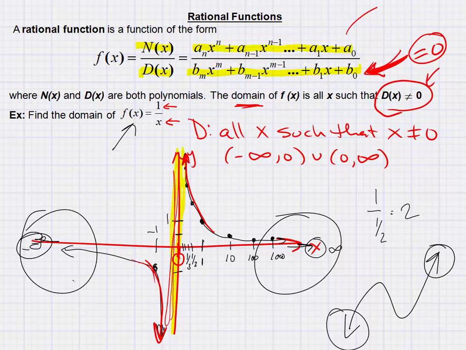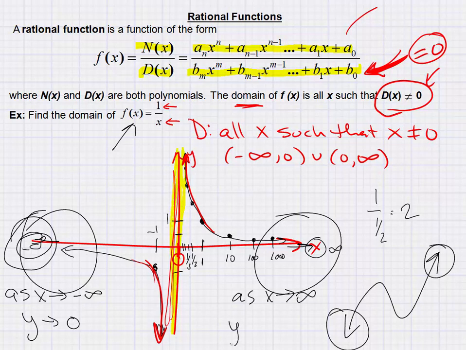On this graph, if I look at either end, as x goes to negative infinity, y is not going to positive or negative infinity. Y is getting closer and closer to 0. And the same thing on the other end. As x goes to positive infinity, y is not going to positive or negative infinity like it would be here.